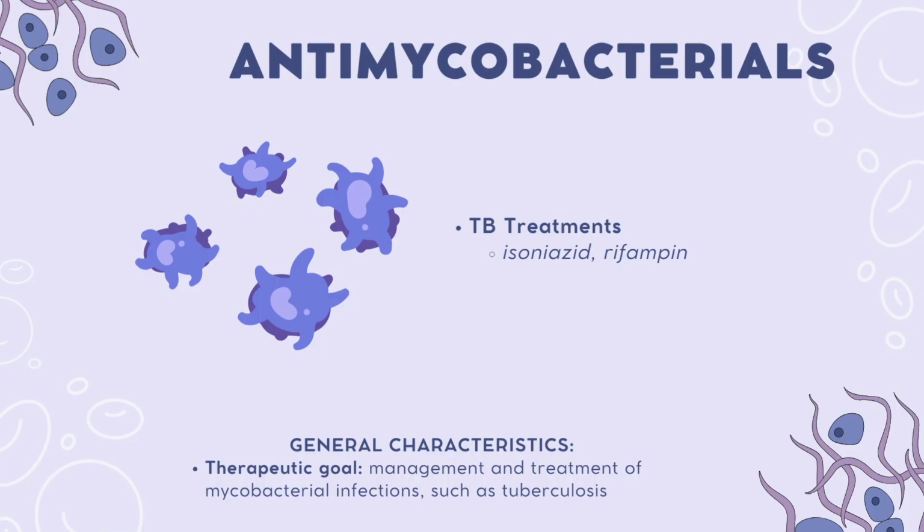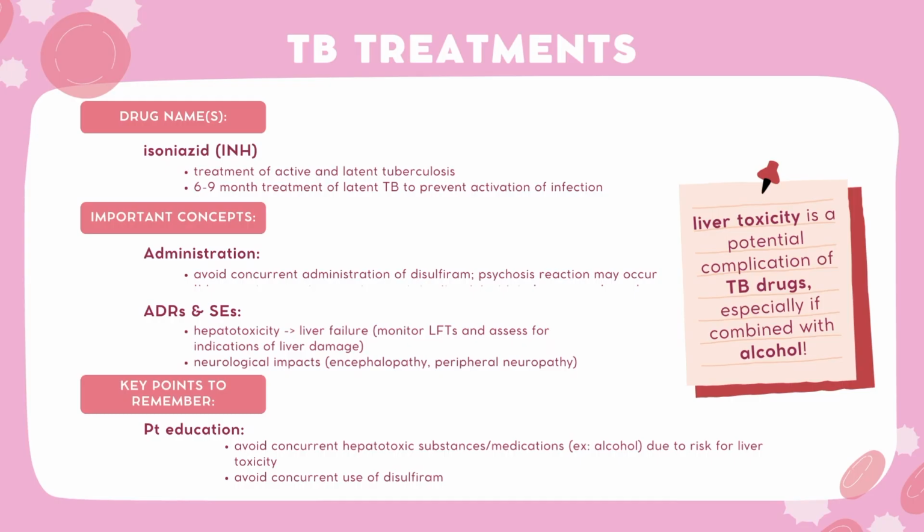Let's review antimycobacterials, which require different types of medications in order to penetrate their unique structures. The most common diseases these are used for is tuberculosis. Isoniazid is indicated for the treatment of active and latent tuberculosis. It is not a cure for latent TB, but can prevent activation of the disease into its active state.